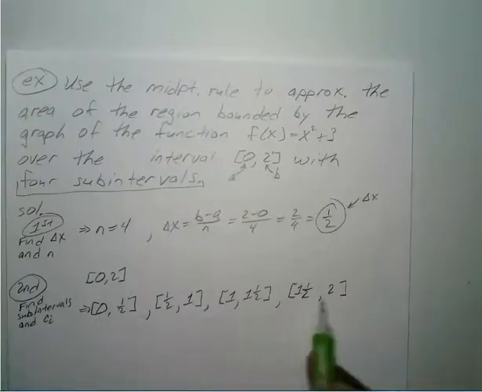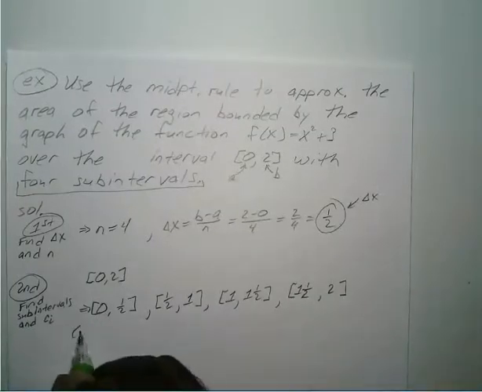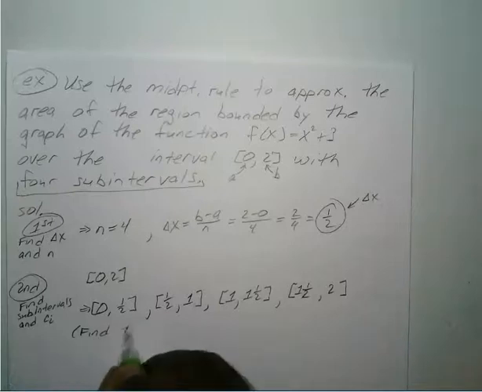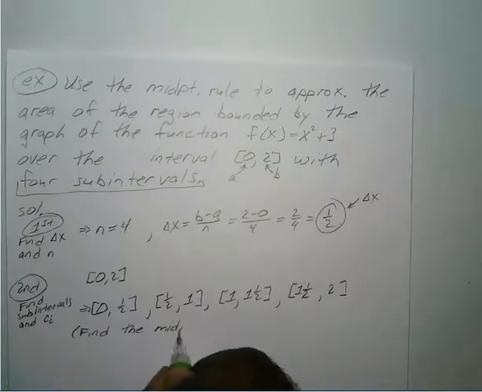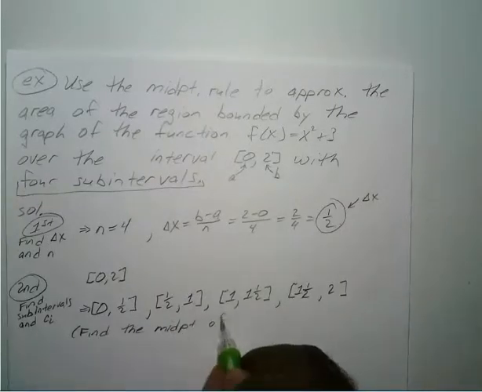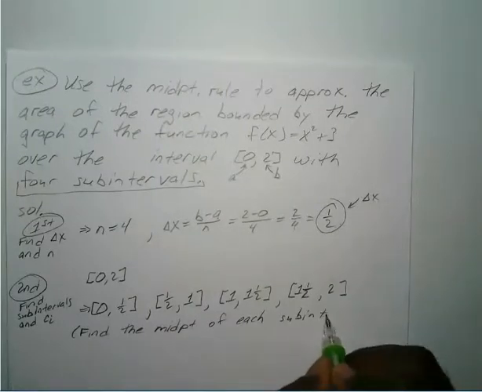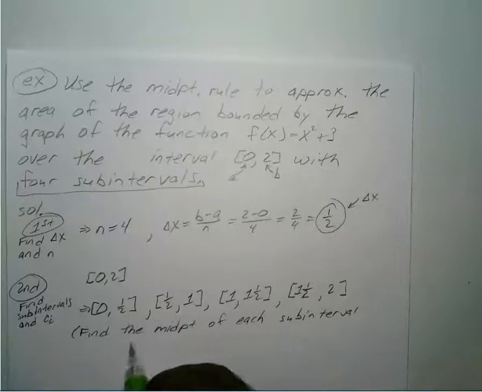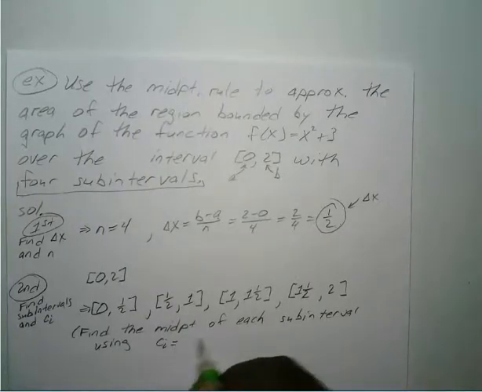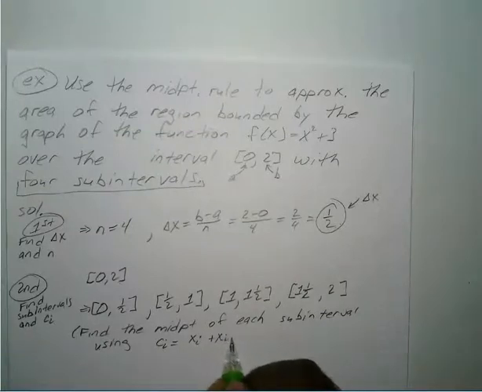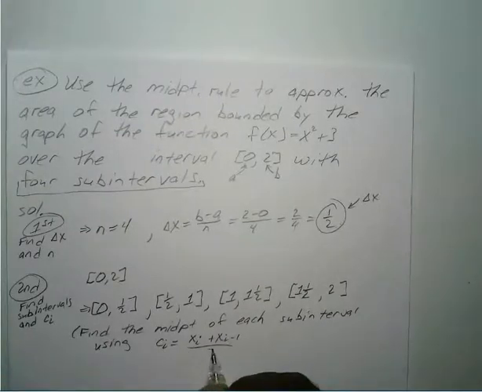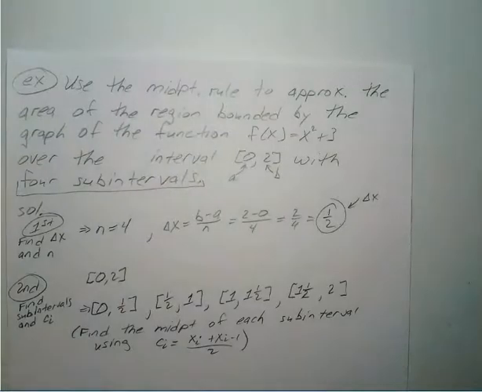Now once we have our 4 subintervals, we find the midpoint of each subinterval using c sub i is equal to x sub i plus x sub i minus 1 divided by 2. That's how we find our c sub i.